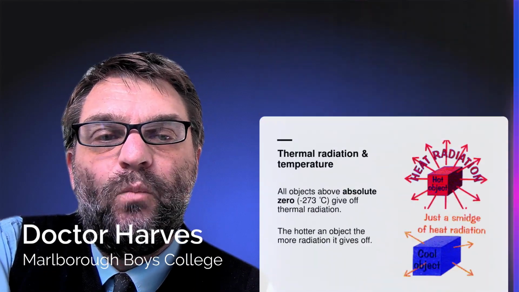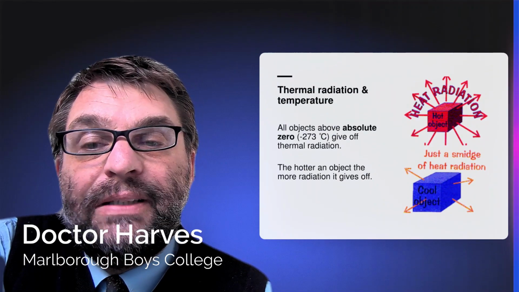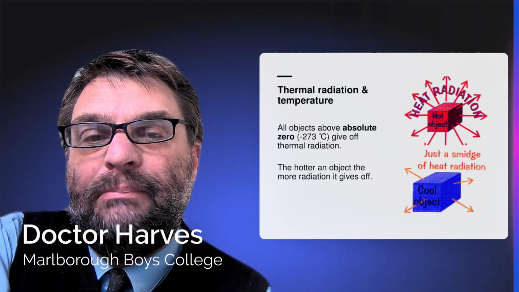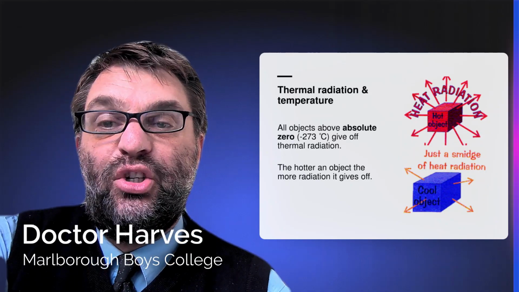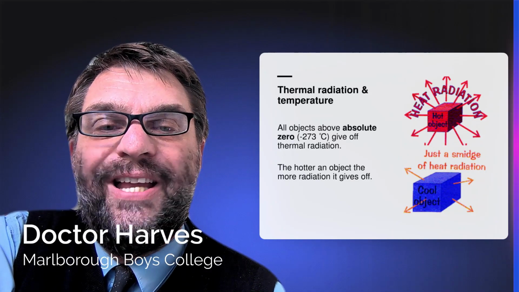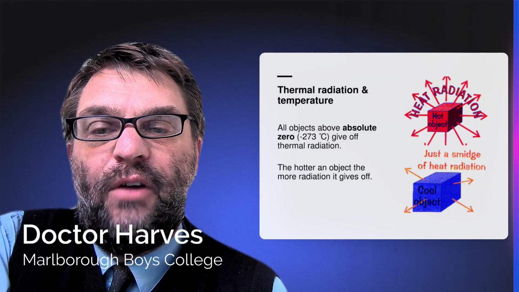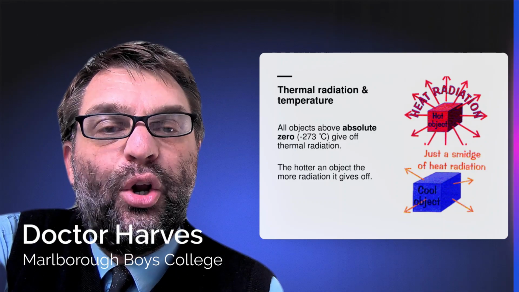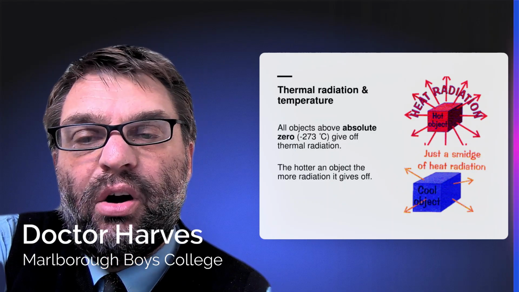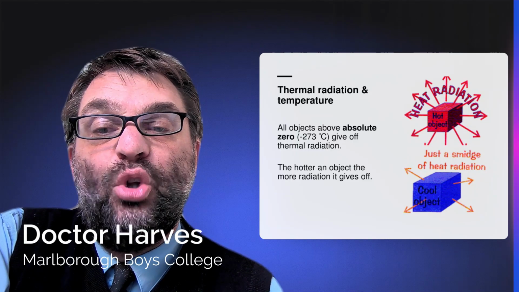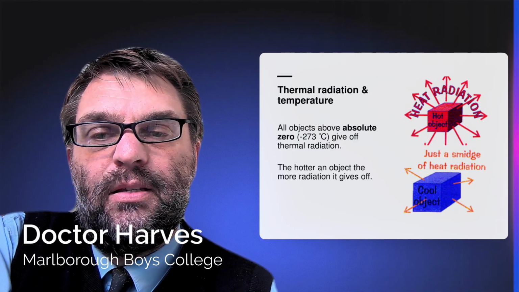So in terms of temperature and this radiation, all objects above absolute zero give off thermal radiation. So you're giving off thermal radiation right now. And the hotter the object, the more radiation it's giving off. So if you look at the image there, you can see the hot object is emitting lots of infrared radiation, whereas a cooler object is not releasing nearly as much.